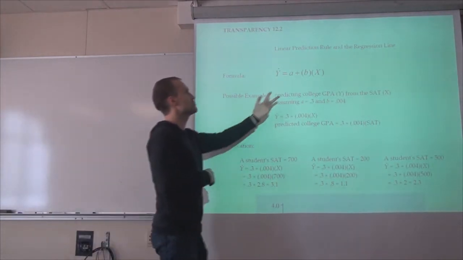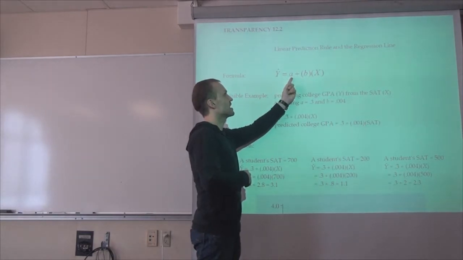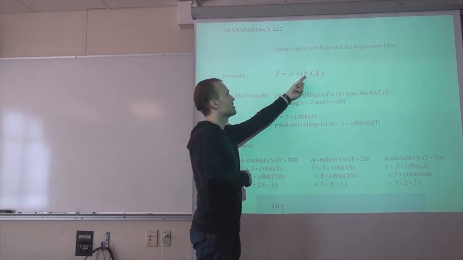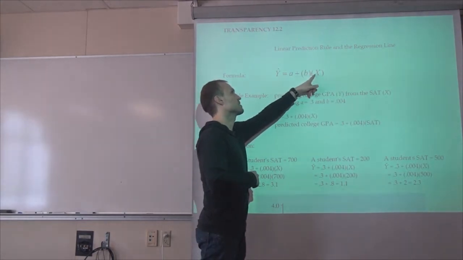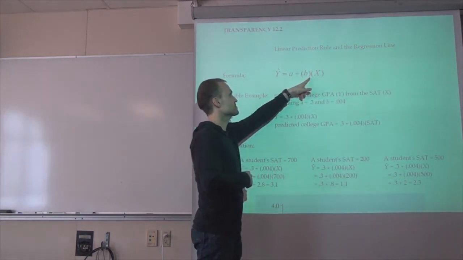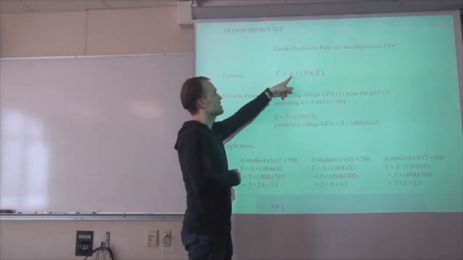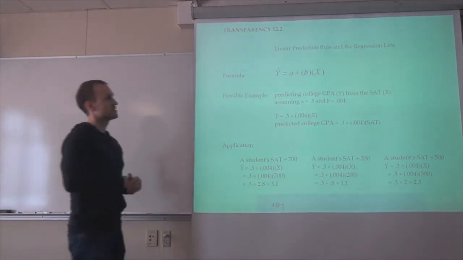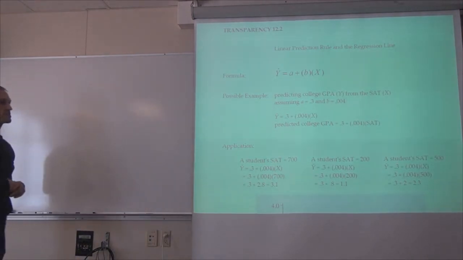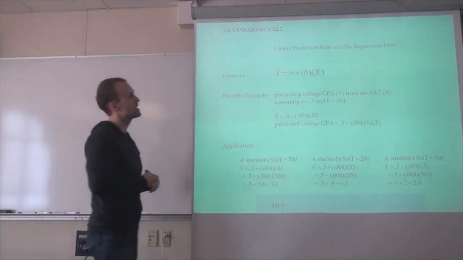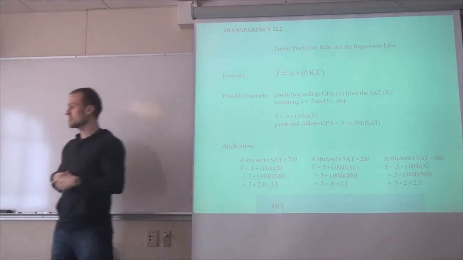So I have two numbers that I have to find, an A and a B. The B I'll call the regression coefficient that I multiply by X. And then I have this constant that I add to get the Y variable. So the Y with a little hat over it is my prediction value.